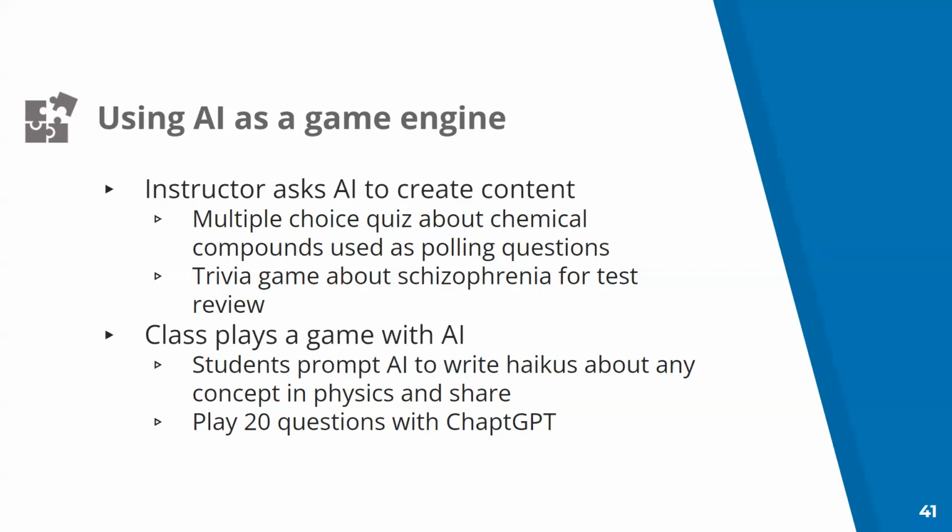All the students ask AI to write haikus about a concept in physics and share them. It's also possible to play 20 questions with GPT. I'm thinking you pick a word and ChatGPT starts asking you questions about it. You could be critiquing or seeing the direction it goes in order to try and guess your item.